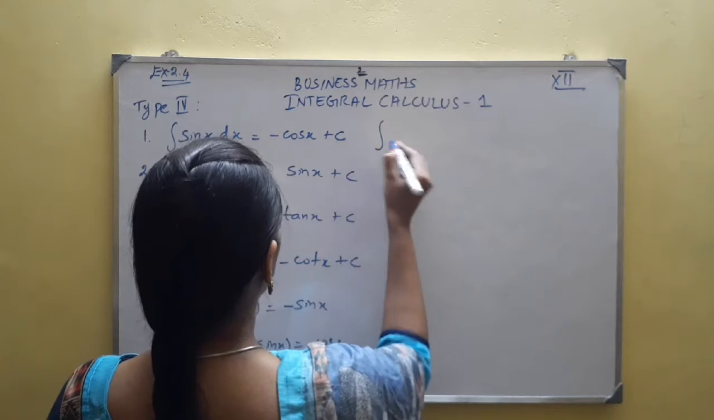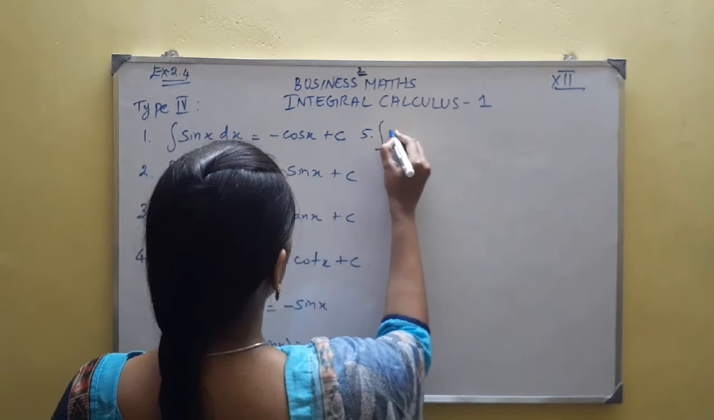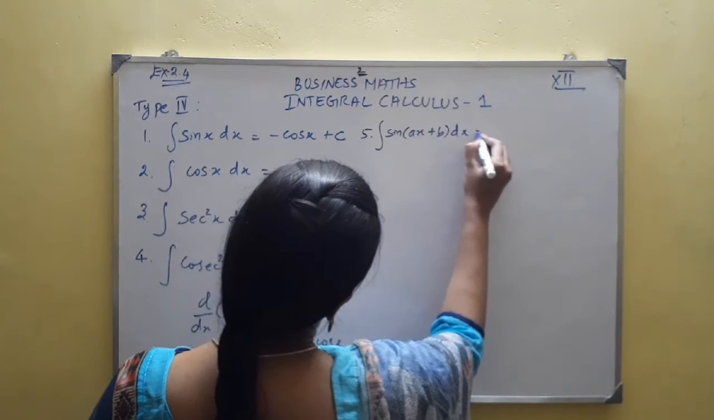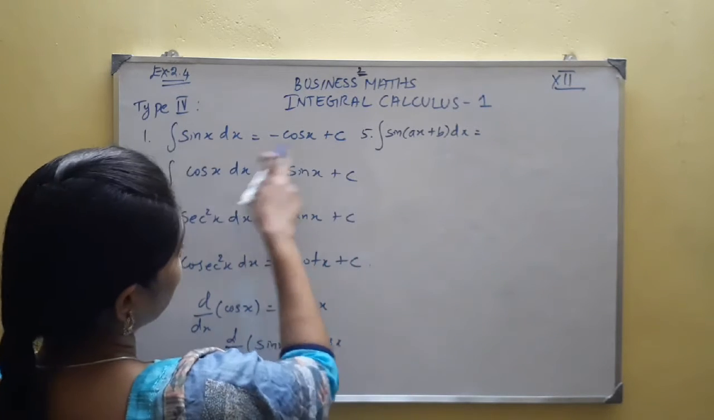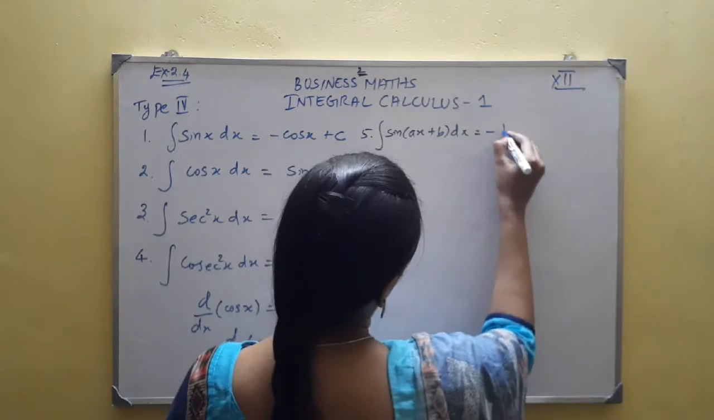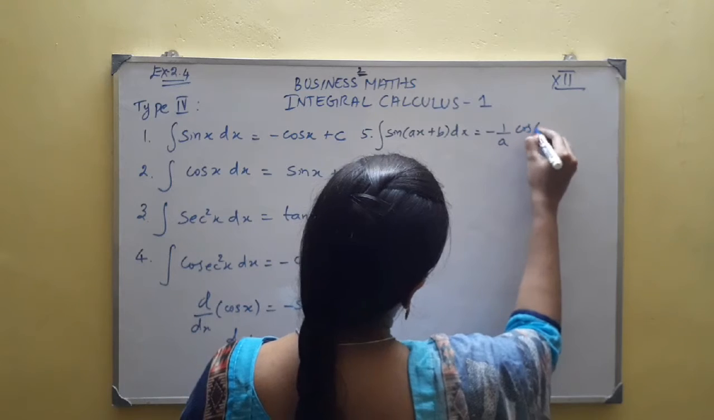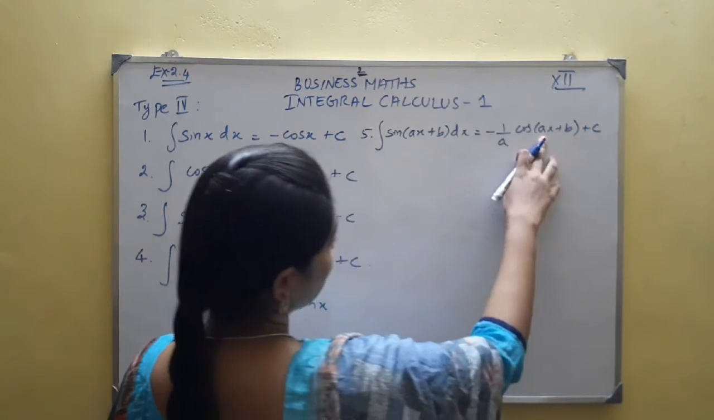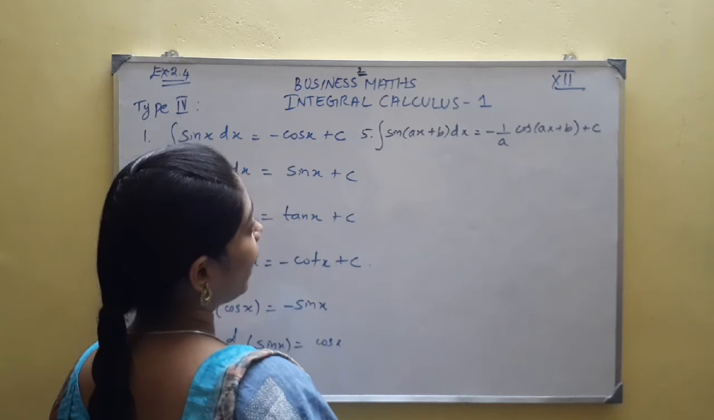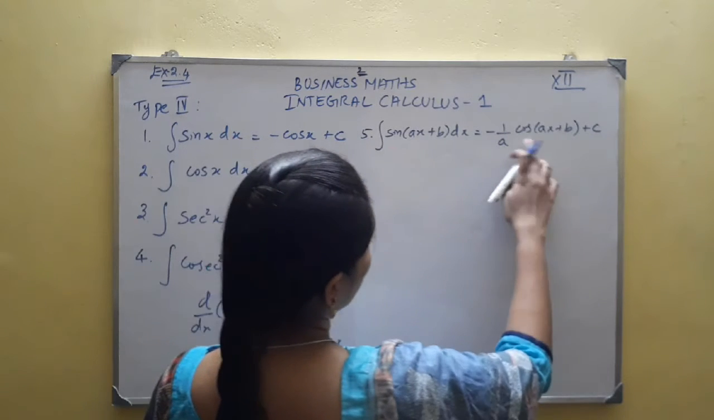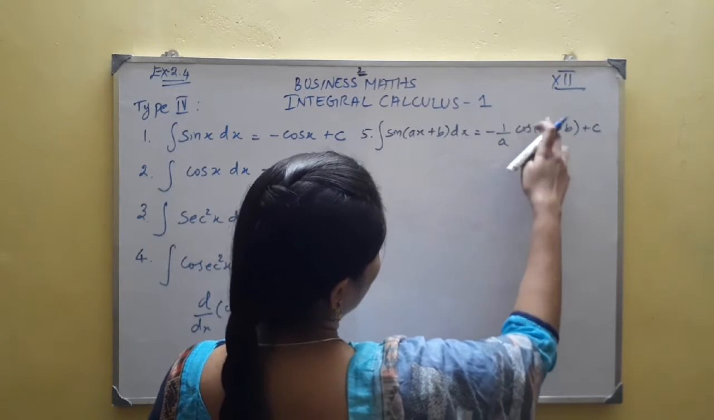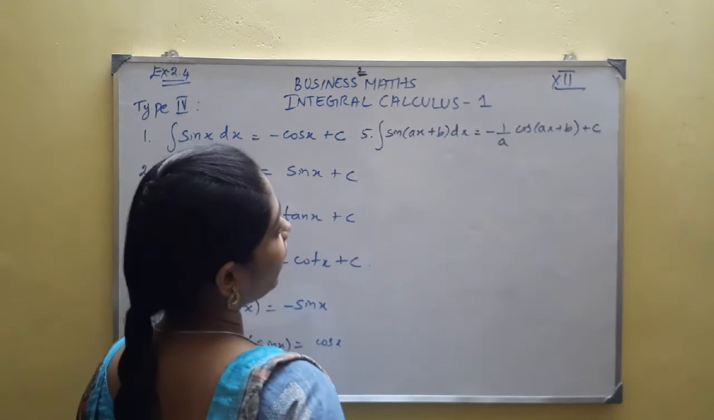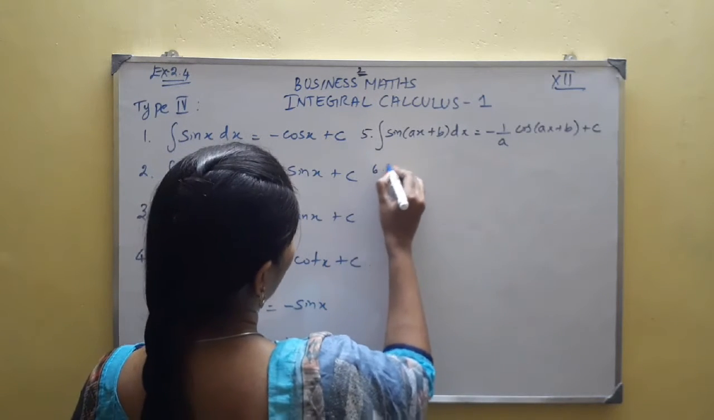So now integral sin(ax plus b) dx is actually, integral sin x is minus cos x, so minus 1 by a cos(ax plus b) plus c. Coefficient of x is a. So write minus 1 by a, which is nothing but minus cos(ax plus b), and the differentiation of ax plus b is actually a, that you are supposed to write in the denominator.